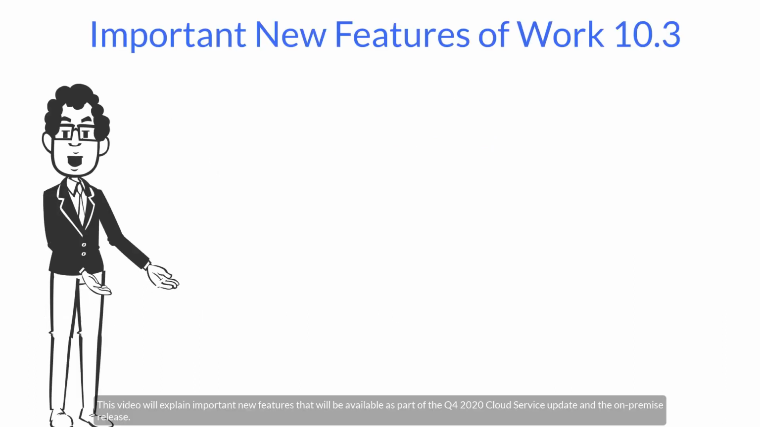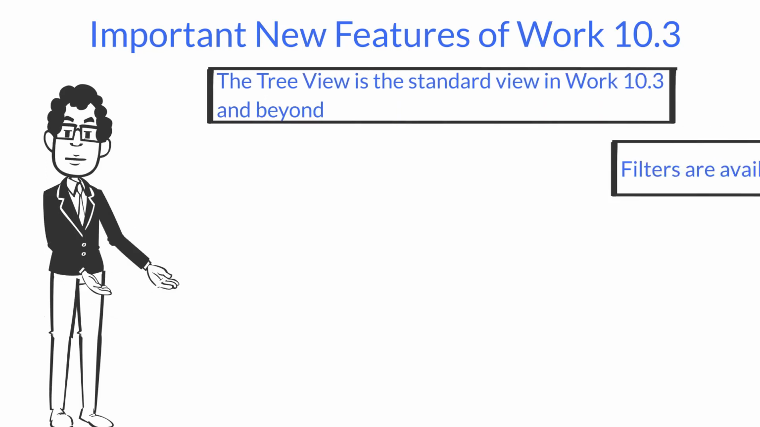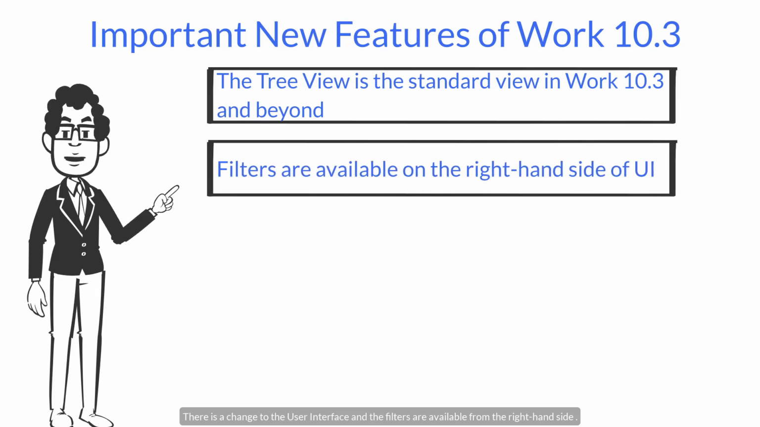This video will explain important new features that will be available as part of the Q4 2020 cloud service update and the on-premise release. The tree view will be available as the standard view in Work 10.3 and beyond. There is a change to the user interface and the filters are available from the right-hand side.